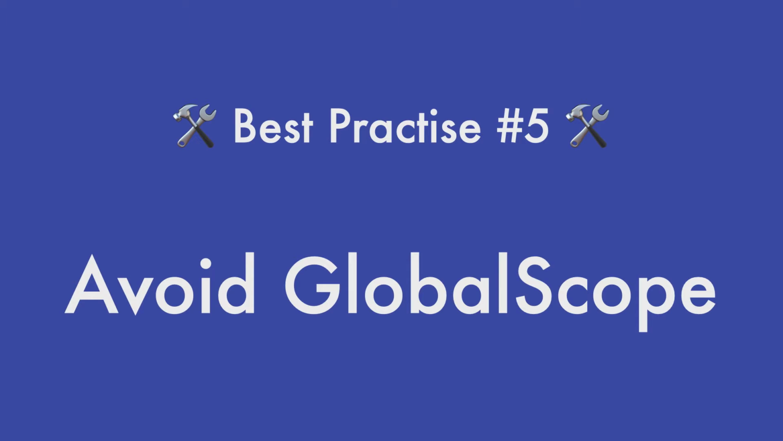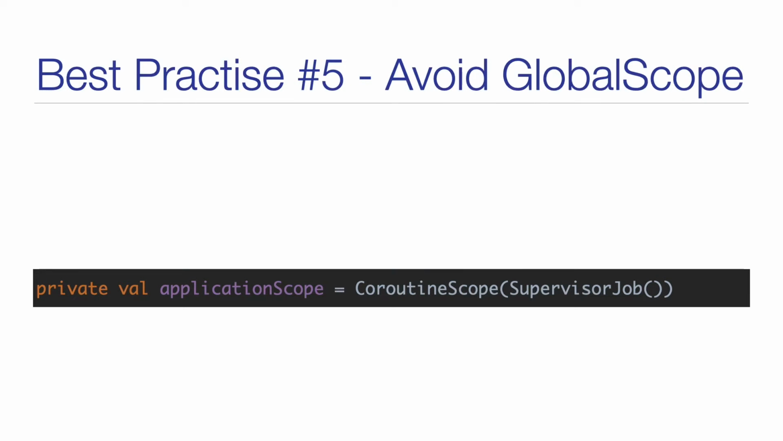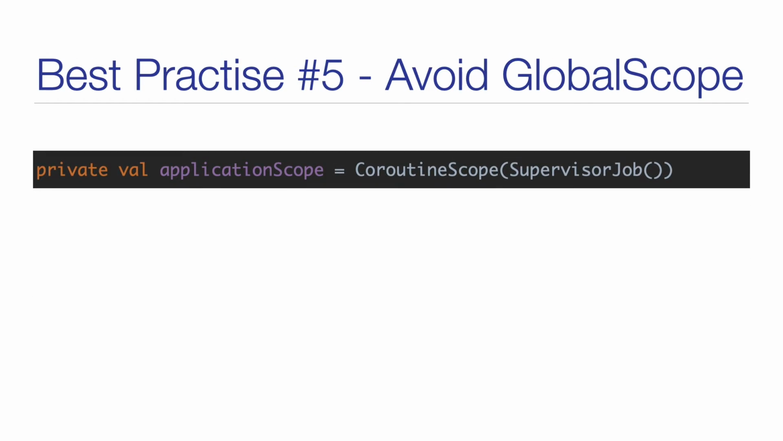However, a better approach is to create your own scope. For example, the one that you can see on the screen, which is called Application Scope. This one can be injected into the classes in which you want to start coroutines that shouldn't be cancelled prematurely. Injecting our own application scope instead of simply using the global scope has two big advantages.